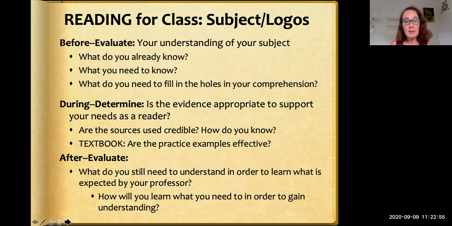During your reading, determine, is the evidence appropriate to support your needs as a reader? Are the sources used credible? How do you know? If it's a textbook, are the practice examples effective? After you've read, evaluate. What do you still need to understand in order to learn what is expected by your professor? How will you learn what you need to in order to gain understanding?